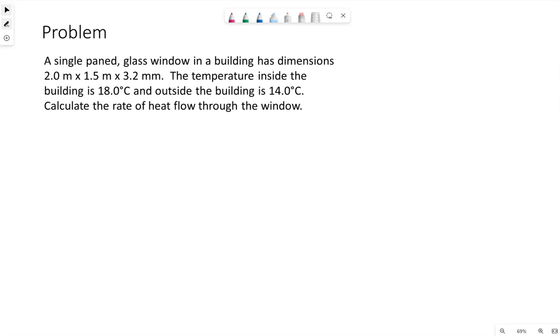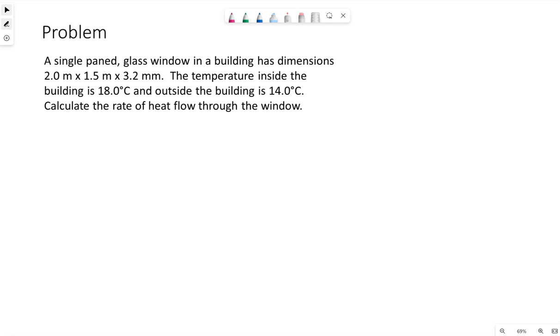We have a sample problem here. A single paned glass window in a building has dimensions of 2 meters by 1.5 meters by 3.2 millimeters. The temperature inside the building is 18 degrees Celsius and outside the building is 14 degrees Celsius. Calculate the rate of heat flow through the window.